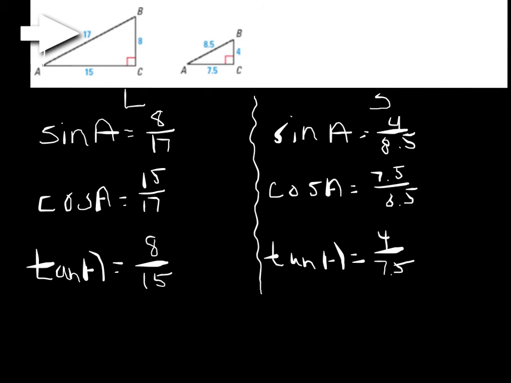Now, if you don't have a calculator with you, now would be a great time to grab one, because I do want to show you something. If I were to look at the fractions reduced to a decimal, 8/17, 15/17, and 8/15 on the left-hand side, literally just take your calculator and do 8 divided by 17, 15 divided by 17, and 8 divided by 15. You would get approximately the following numbers. So 8/17 is approximately 0.471. 15/17 is approximately 0.882. And 8/15 is approximately 0.533.